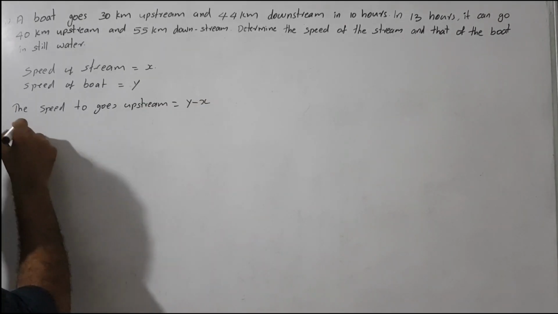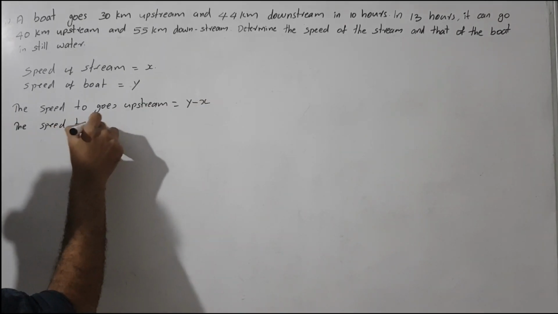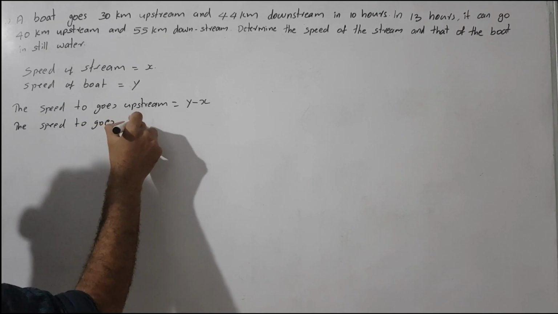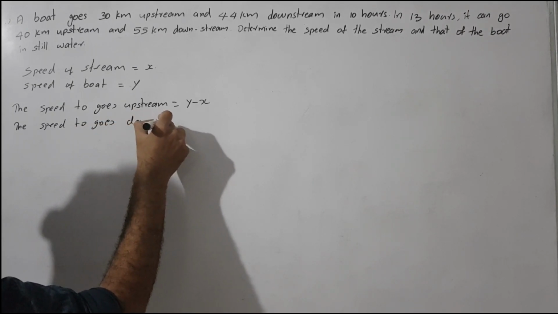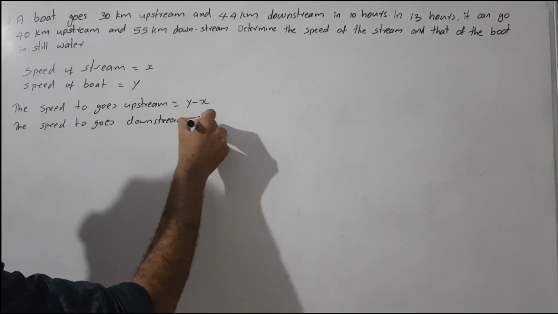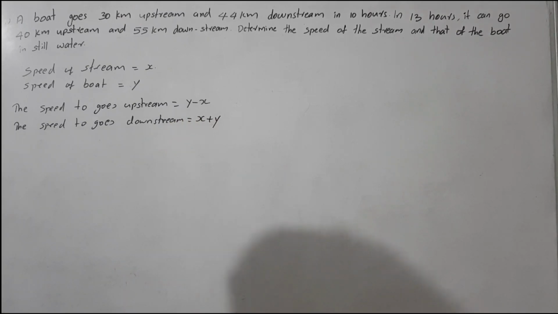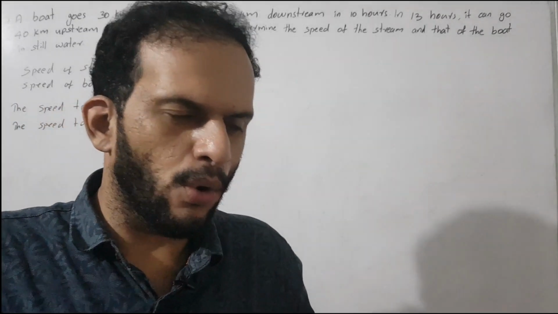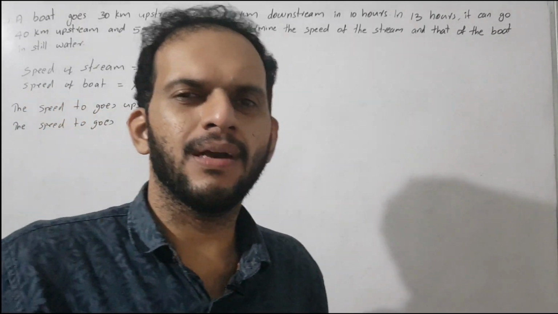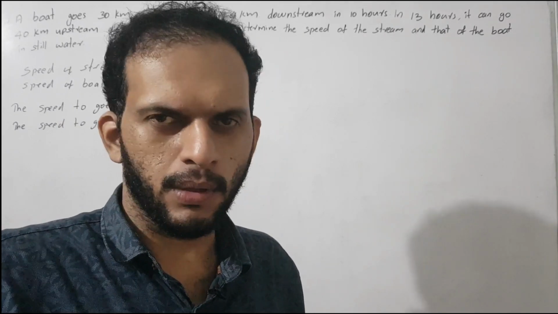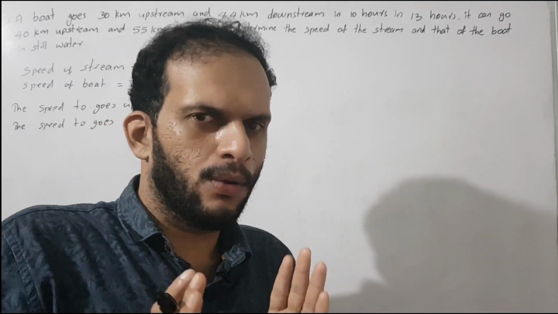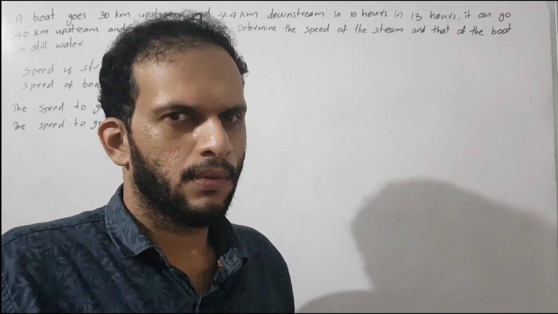Okay, the speed to go downstream is equal to x plus y. താഴത്തോട്ട് വരുന്ന സ്പീഡ് എന്ന് പറയുന്നത് ഏതൊക്കെ ചേർന്നതായിരിക്കും? ഒഴുക്കിൻ്റെ സ്പീഡും ബോട്ടിൻ്റെ സ്പീഡും കൂടെ ചേർന്നതാണ് താഴത്തോട്ട് വരുന്ന സ്പീഡ്. ഓക്കെ, നിങ്ങൾക്ക് മനസ്സിലായിട്ടുണ്ടാകും എന്ന് ഞാൻ വിചാരിക്കുന്നു.